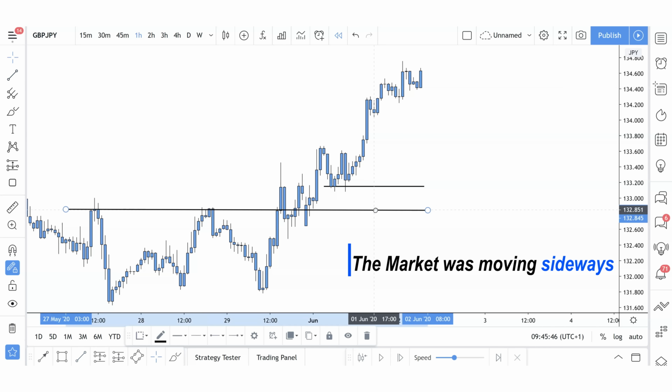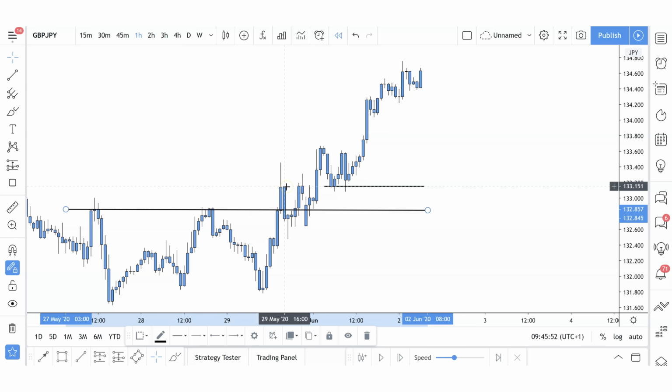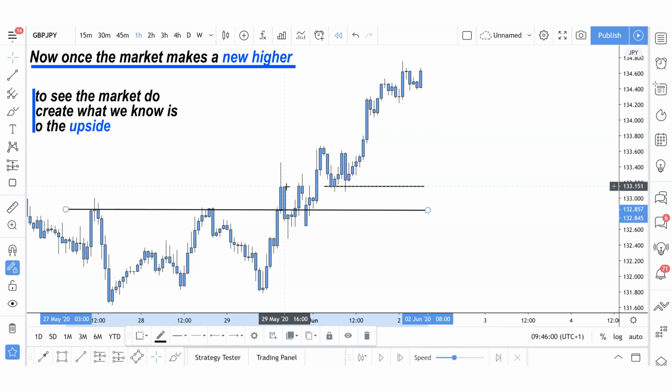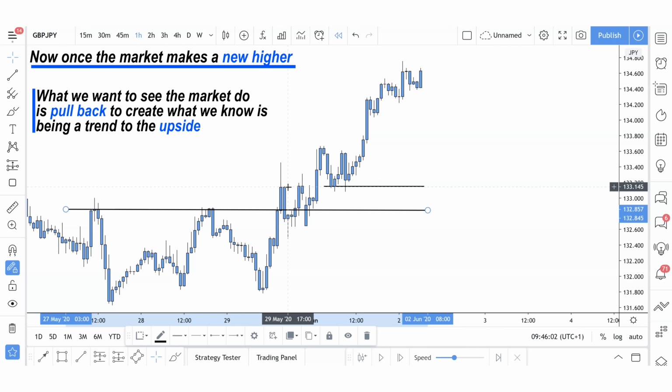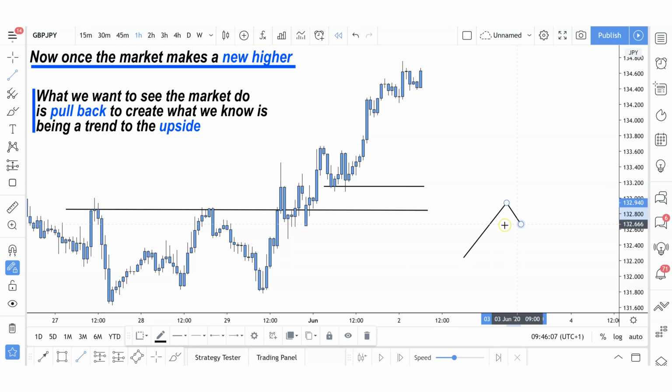Now, I'm sure all of you would agree with me. We can see price wasn't able to break above structure for a very long period of time, and eventually we made a new higher high. Now, once the market makes a new higher high, to validate this breakout and this potential continuation to the upside, what we want to see the market do is pull back to create what we know as being a trend to the upside, which is that higher low.